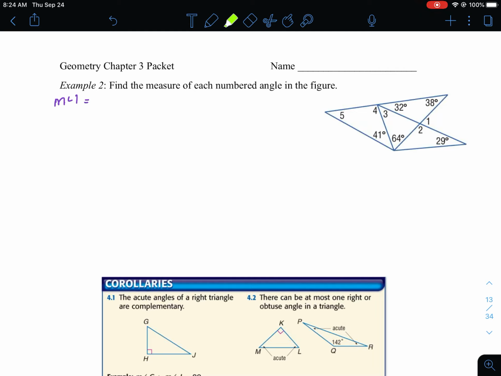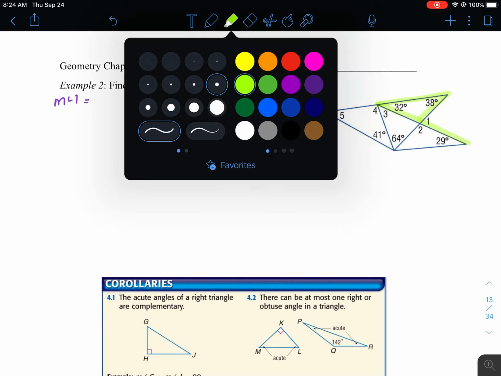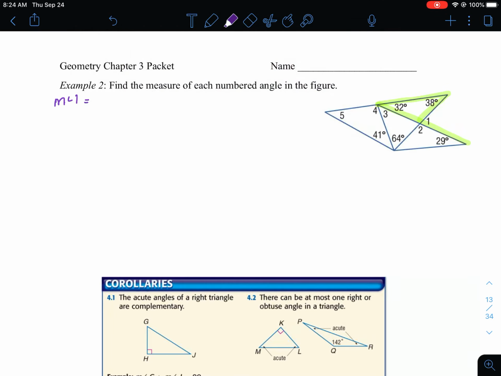So that's fine. It could be another exterior angle. So let's take a look at this triangle. So there's the triangle we're looking at. If that's my exterior angle, these are my remote interior angles. And we do have both of those measures. So we know that the measure of angle 1 is equal to 32 plus 38. So the measure of angle 1 is equal to 70 degrees. Perfect, we found our first one.